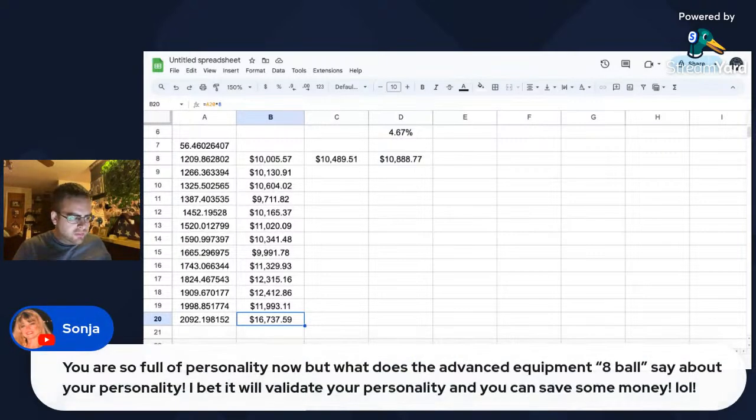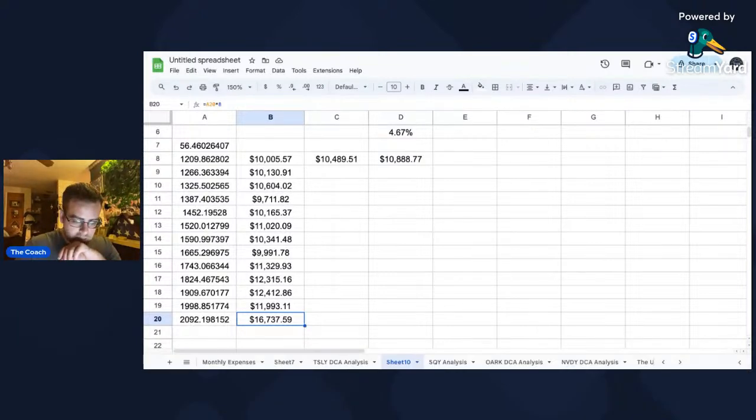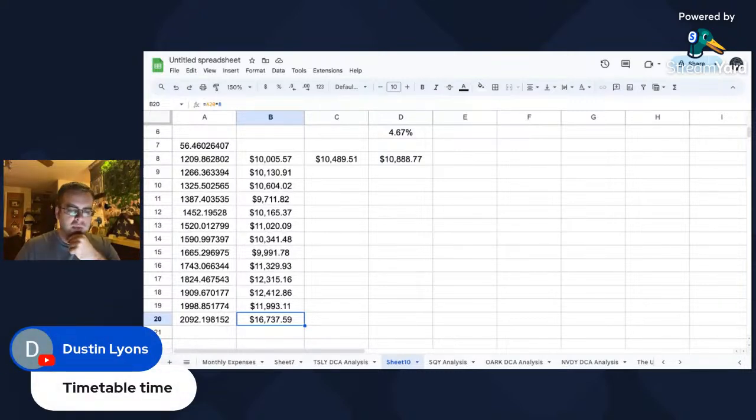All right, let's do Sonia first. Sonia's like our top commenter here. She says, I'm so full of personality. Oh, that's good to hear. The personality coaching is already working. Coach the coach, right? But what does the Advanced Equipment 8-Ball say about your personality? I would ask it, but it's not here with me right now. It's back home. Otherwise, I'll ask it on my next live stream when I'm back home. I bet it will validate your personality. You can save some money. Yeah, I agree. Then I can just use my dividends to exercise this scenario, right? But anyway, I do enjoy those types of comments I get. They're very few and far between, but they are fun.